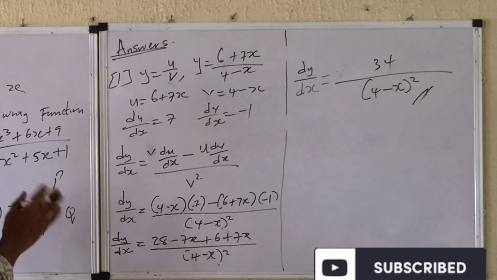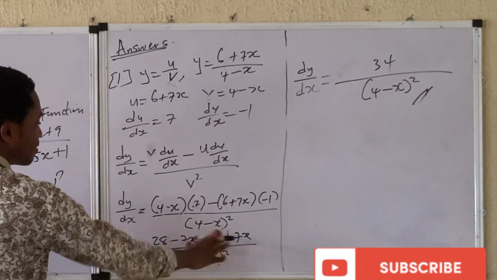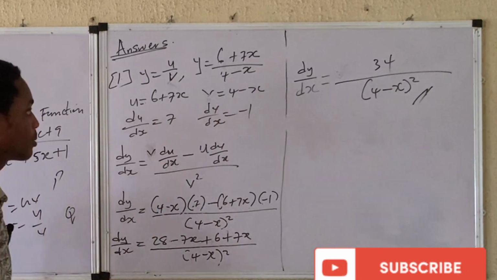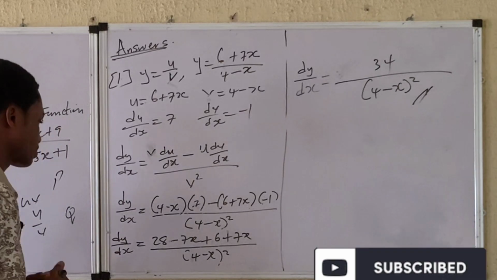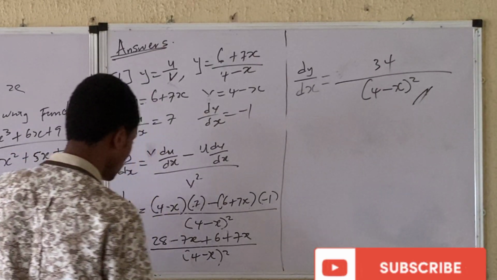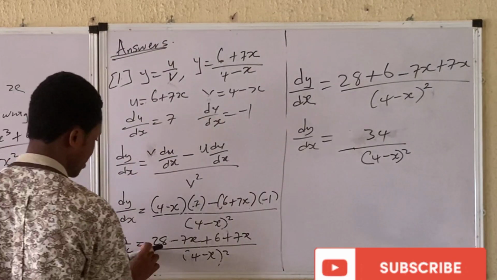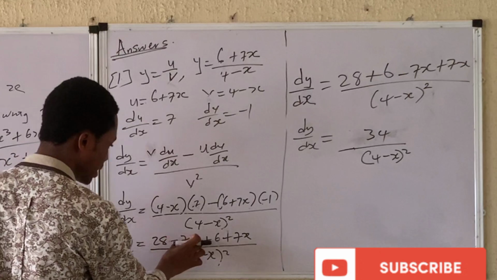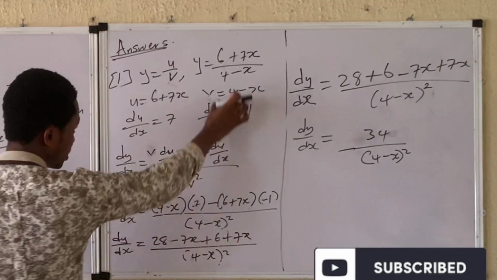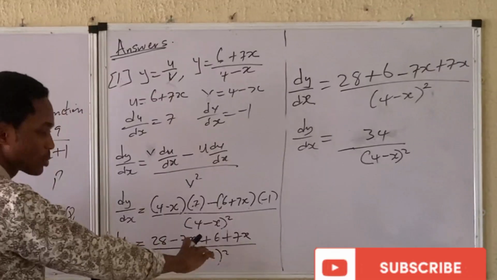Before we continue, we must first expand this bracket to give us the simplified version of this one. So this one is the simplified version of this one now. That is how we do this one. Now, dy/dx equals 28 minus 7x plus 6 plus 7x, all over the denominator here, squared, 4 minus x bracket open and close, to the power 2.